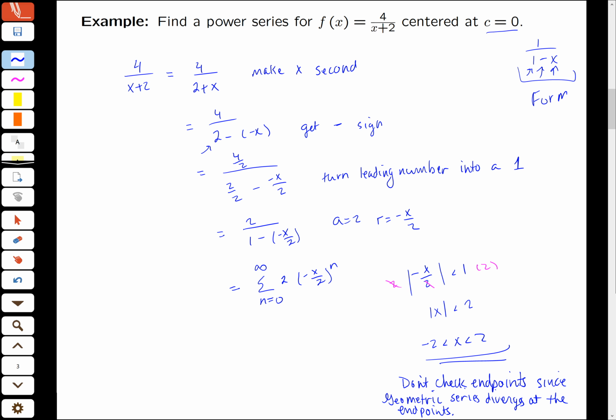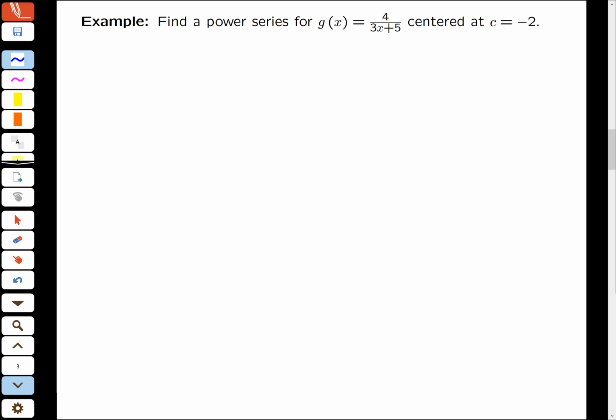Okay, let's do another one then. Find a power series for g of x equals 4 over 3x plus 5. This one looks harder, and it's at c not equal to 0. So I have 4 over 3x plus 5. The first thing I do is I switch it to make x second. So that's 4 over 5 plus 3x. I didn't have to put the c in last time, but I have to put the c in this time.